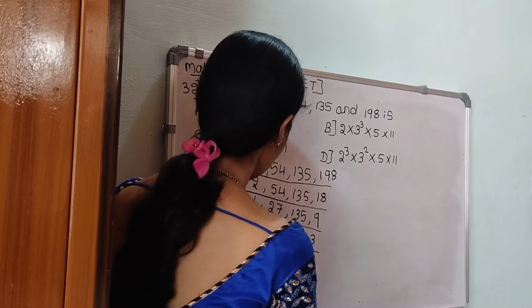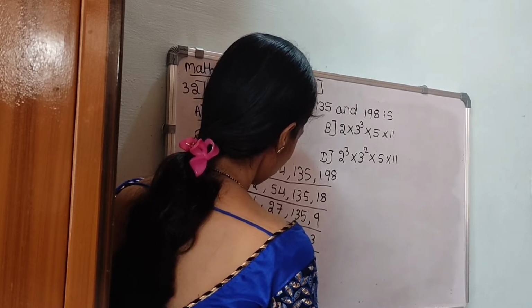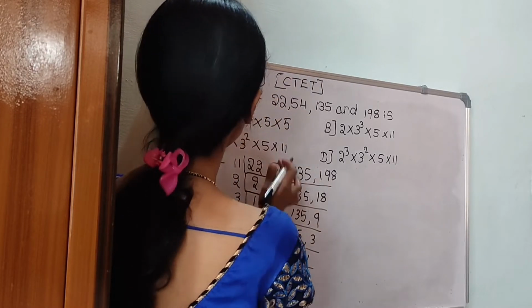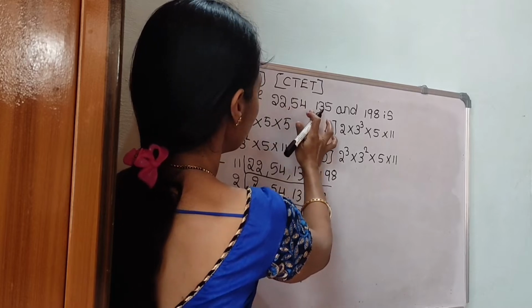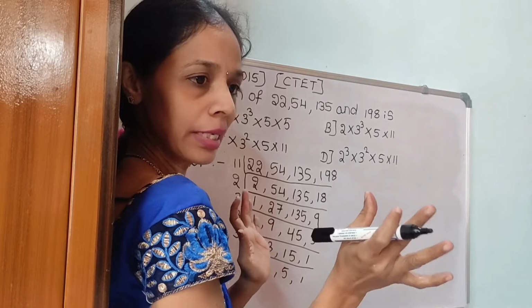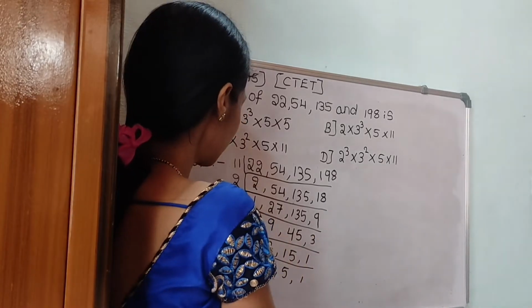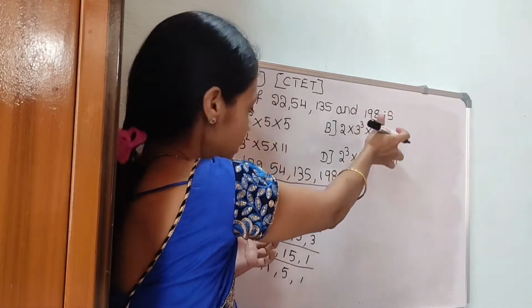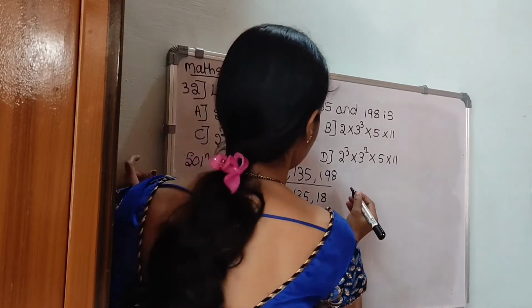Next again we consider 3. 3 ones are 3, 3 fives are 15, 1 as it is. So these are the LCM of 22, 54, 135, 198. Usually the LCM is defined as multiplication of these, but the answers are separated, so we put it this way.